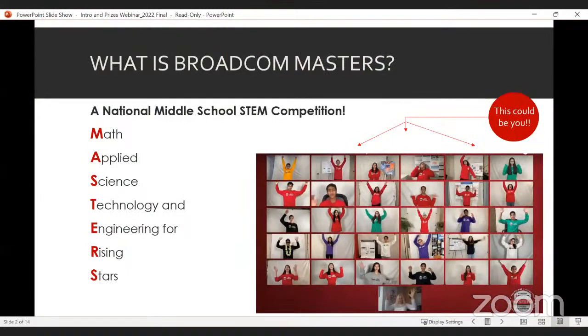So what is Broadcom Masters? Broadcom Masters stands for Math, Applied Science, Technology, and Engineering for Rising Stars. And it's a program of the Society for Science, which is the organization that Gabby and I work for. The Society is a nonprofit dedicated to expanding scientific literacy, effective STEM education, and scientific research. The Society's vision is to promote the understanding and appreciation of science and the vital role it plays in human advancement, to inform, educate, and inspire.